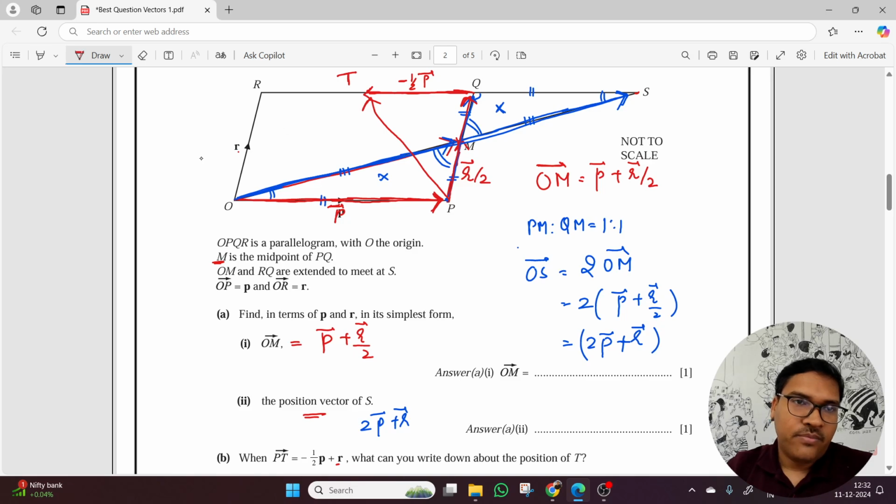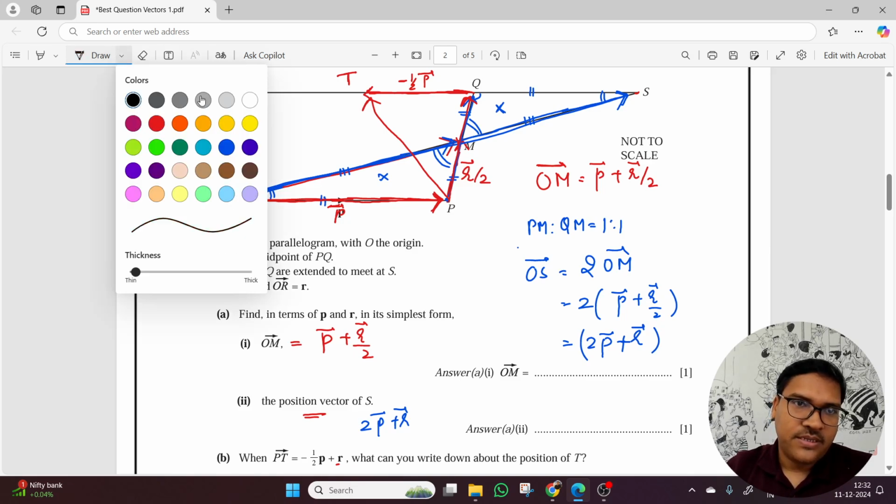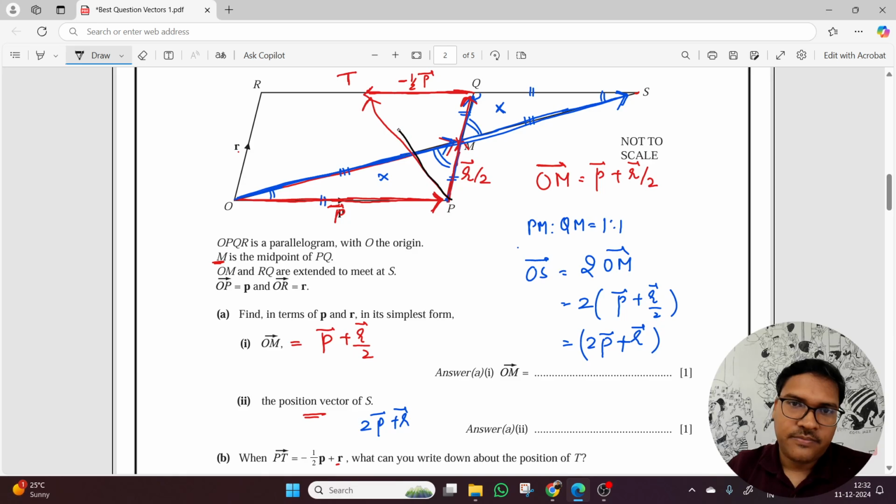So now you can verify what we have done. This is the PT vector. This is the R vector plus minus half P vector. Why is this minus half P vector? Because the direction of P is this, and I have just changed the direction of P and taken the half of that. So that is why this is minus half. Minus half changes the direction, and half corresponds to the magnitude being half.